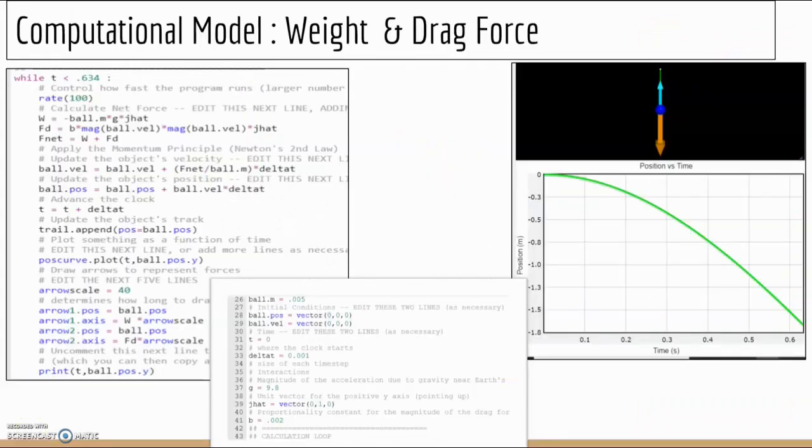Looking at the computational model for drag force, I used my initial conditions from my tracker data. The total net force was drag force plus weight, and I used Newton's second law equation, final velocity equals initial velocity plus net force over mass times the change in time, to find my final velocity, which I then used to calculate the final position with the equation final position equals initial position plus velocity times change in time.